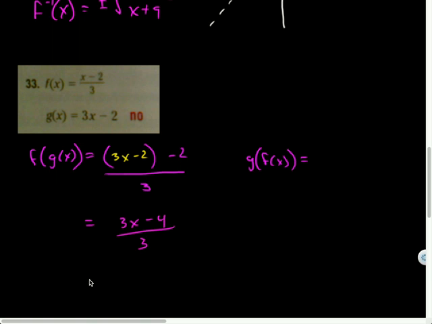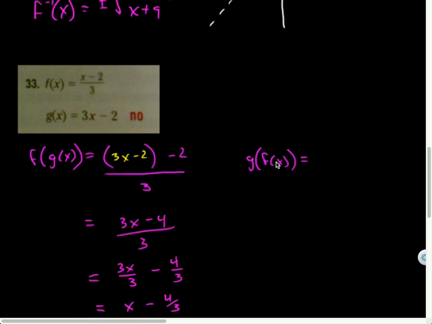And if you want, you could break this into this. And that would just be x minus 4/3. But you could have spotted it here or here. That is not x, right? It's messed up by a little bit. So it's not going to be an inverse.